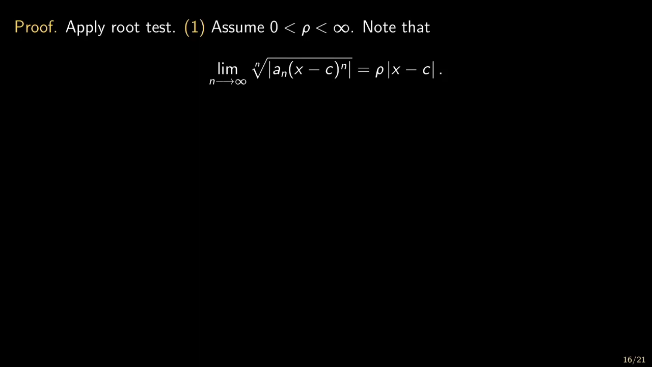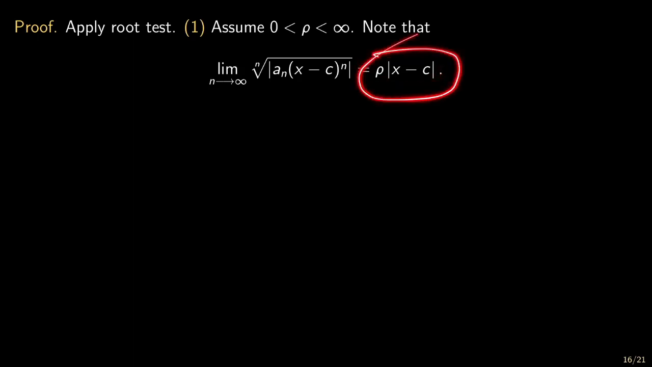See, the nth root and the nth power cancel each other, di ba? Kapag kinuha yung nth root, matitira na lang absolute value of x minus c. And then, yung limit ng nth root ng absolute an is being rho. Sa root test, ito yung number na kailangan mong tingnan.